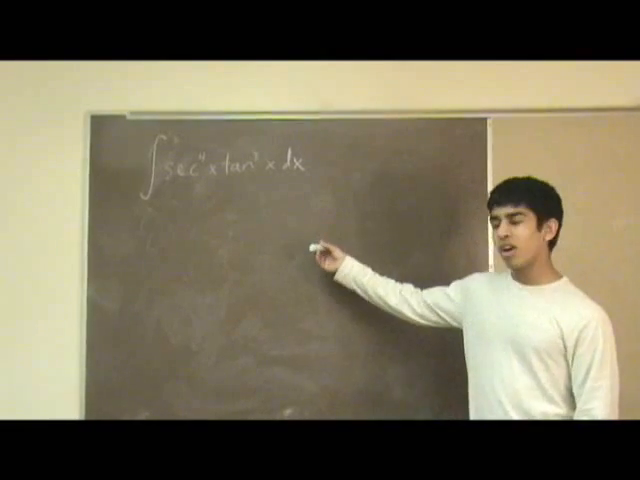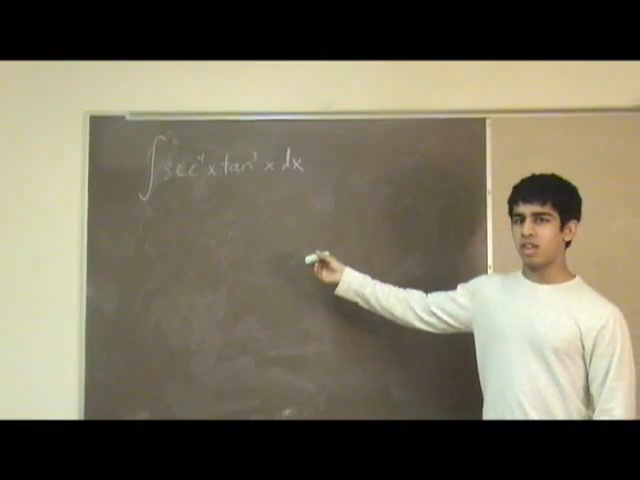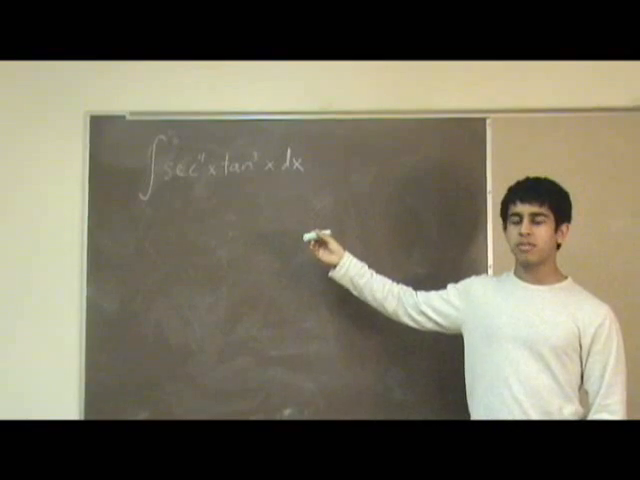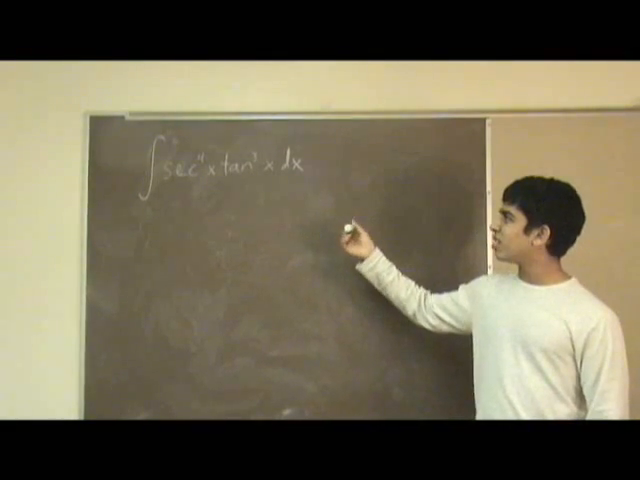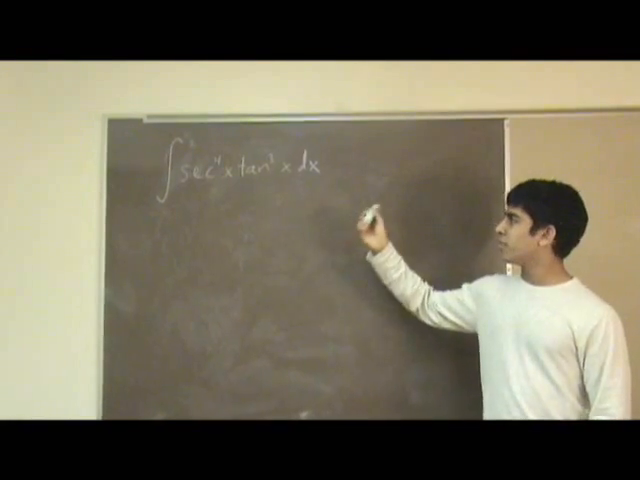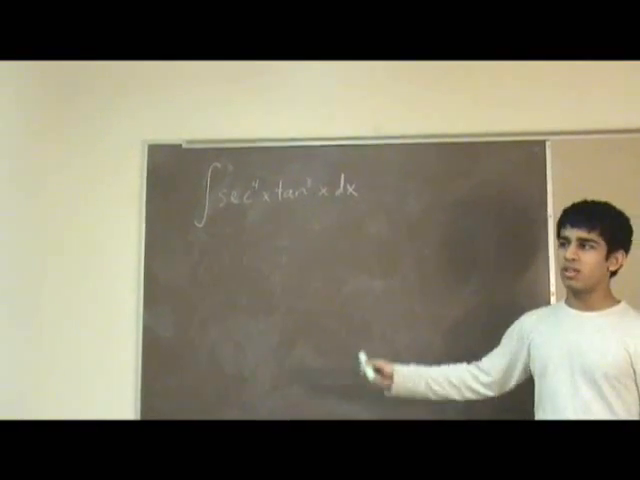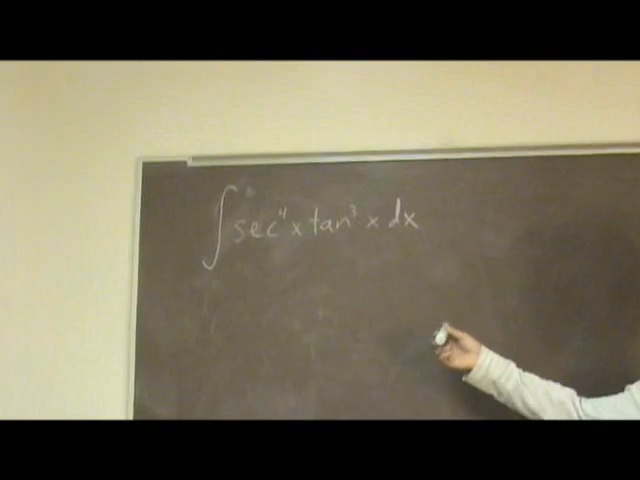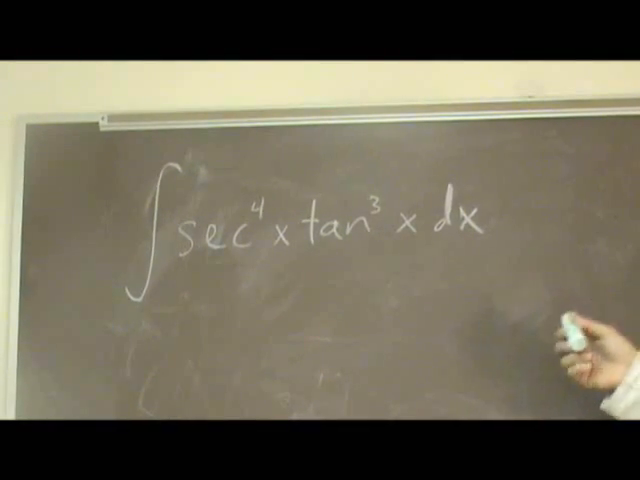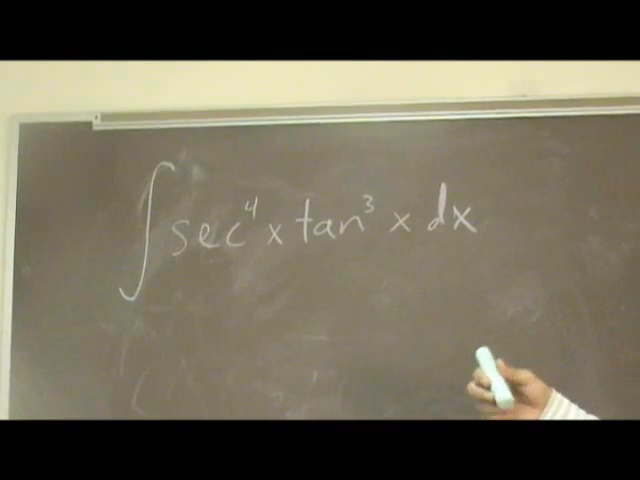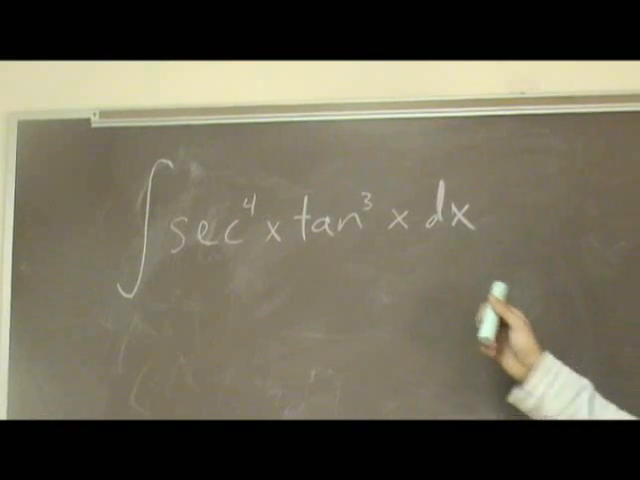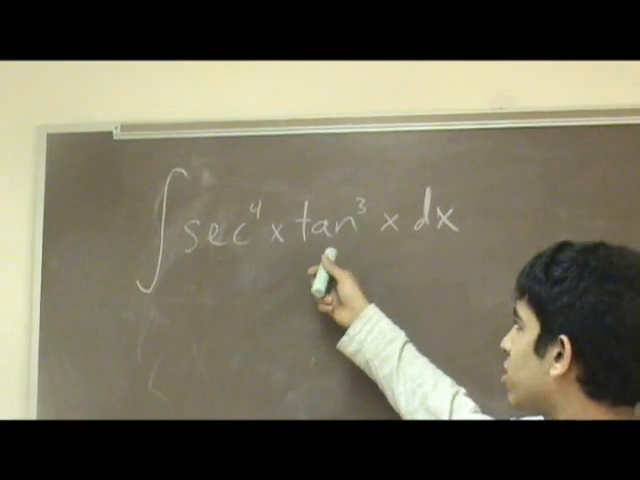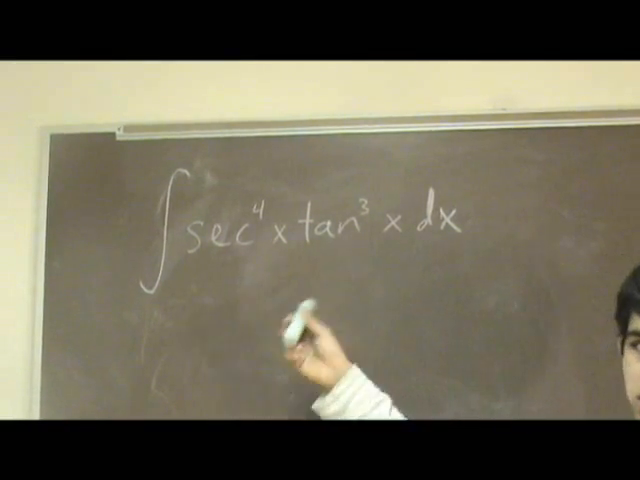So, we just saw sine x and cosine x in their versions of the trigonometric substitution. However, secant x and tangent x aren't exactly the same, because when you take the derivative of secant x, it becomes two functions, secant x and tangent x. And when you take the derivative of tangent x, it becomes a function squared. So with this problem here, secant to the fourth x times tangent cubed x dx is the integral we're trying to find.